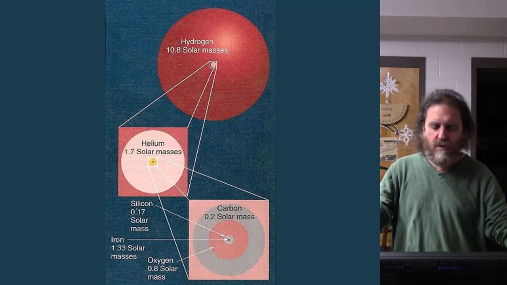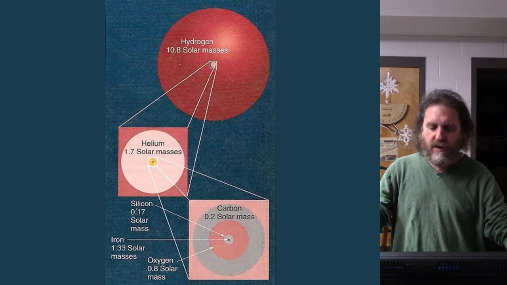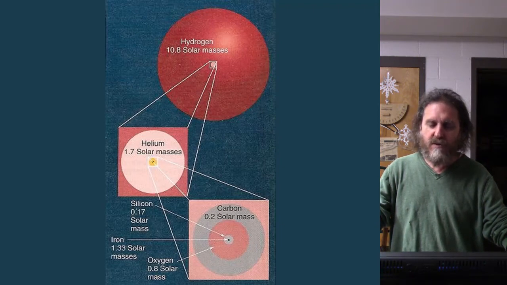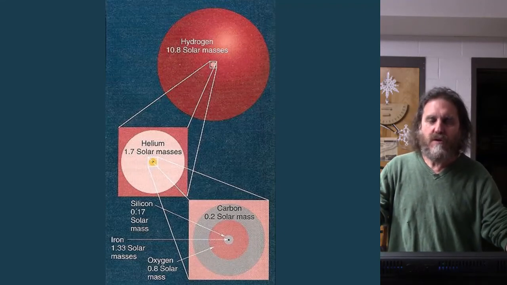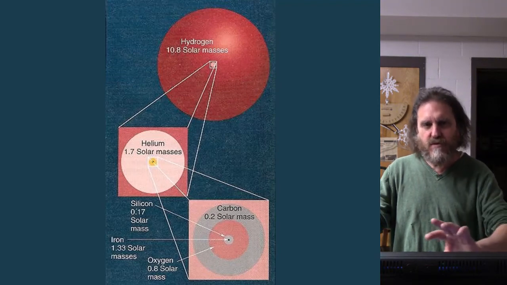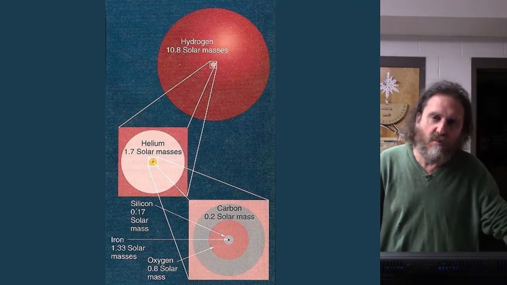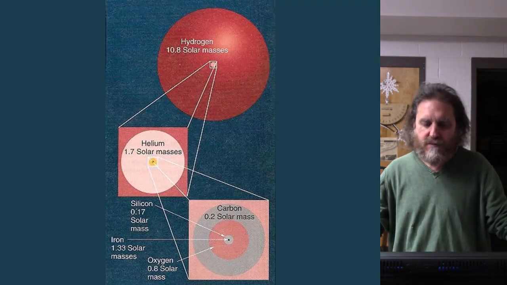So there's a core of iron surrounded by silicon, surrounded by oxygen, surrounded by carbon, surrounded by helium, surrounded by hydrogen. So these are the elements thought to be produced in very large quantities toward the end of the life of one of these very heavy stars. This isn't all the elements that are produced, just the ones that are produced in really large quantities.